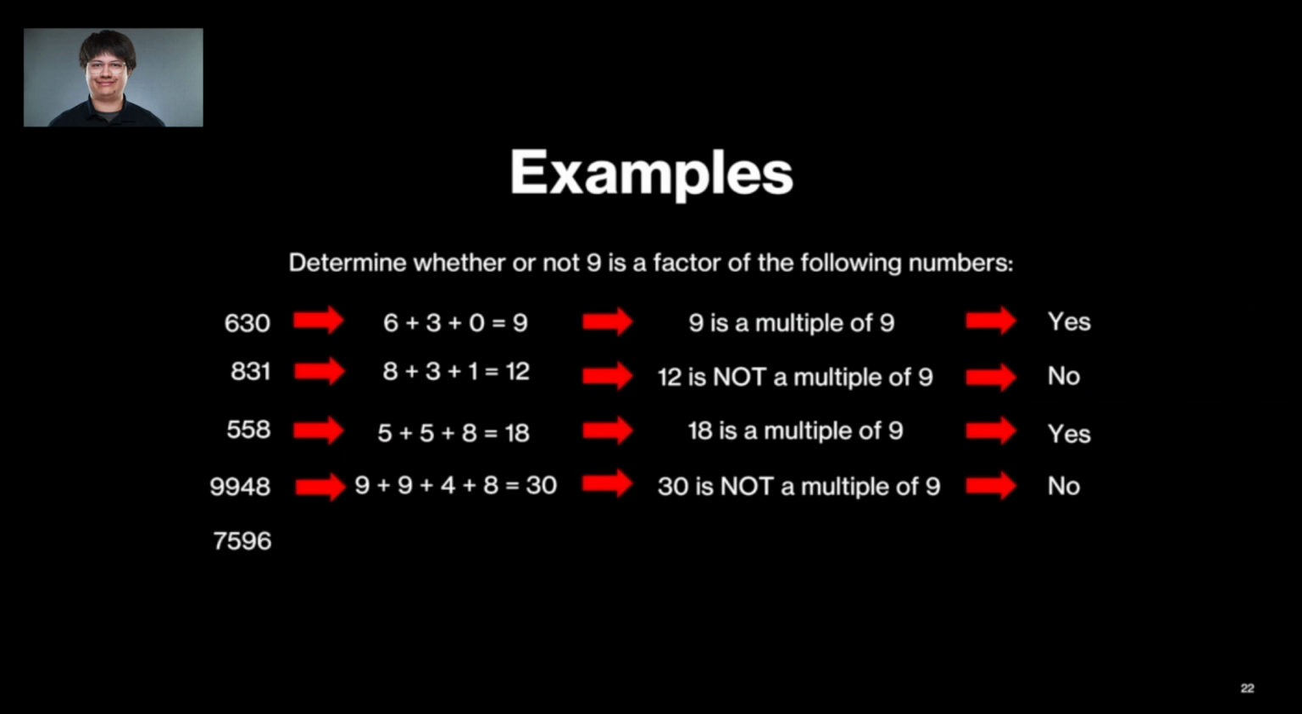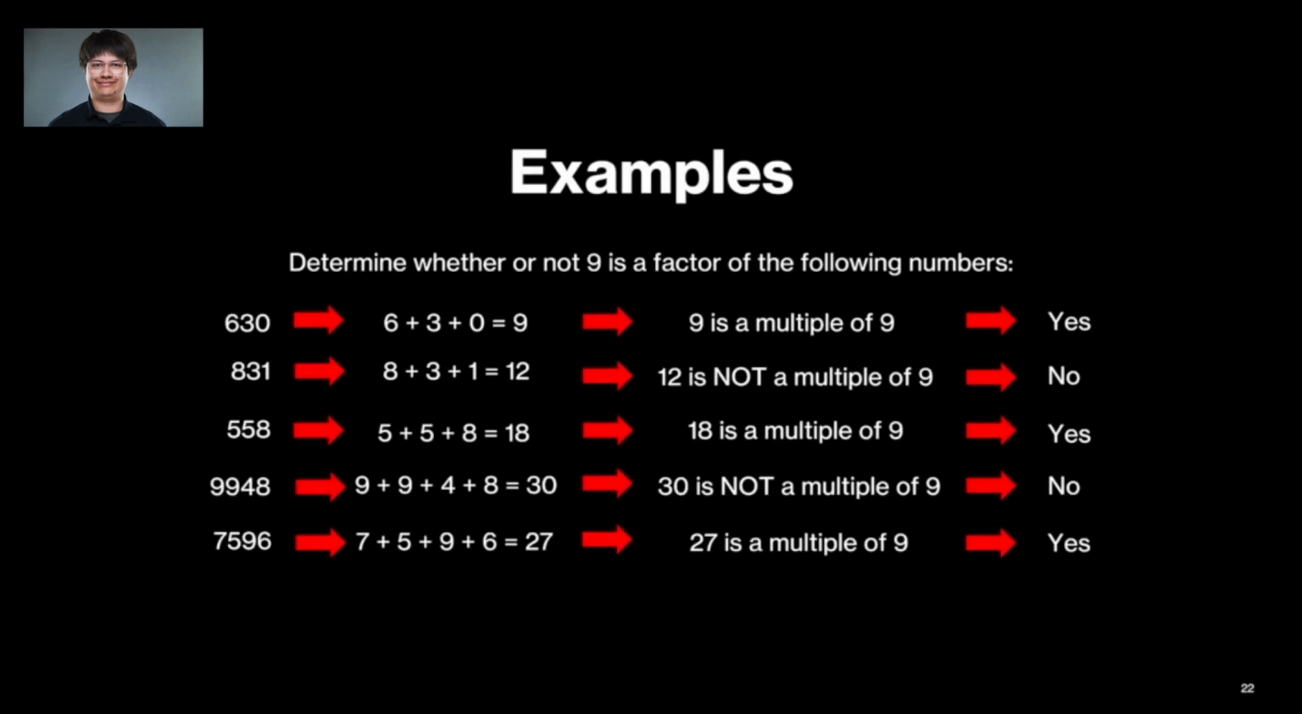9,948. Okay, well, what about 7,596? Well, adding the digits, I get 27. Is 27 a multiple of 9? It is. So, 9 is a factor of 7,596.